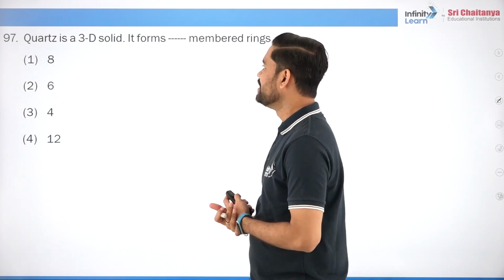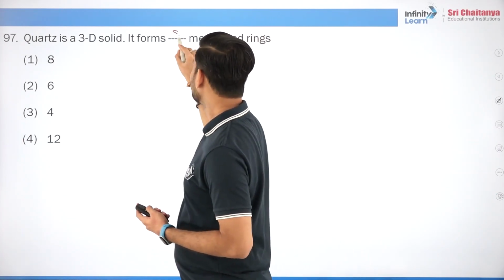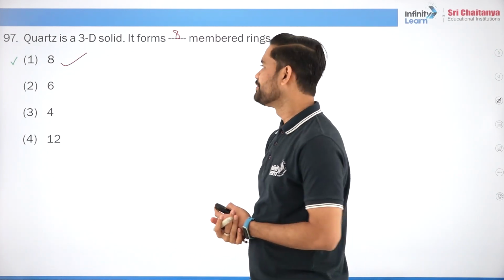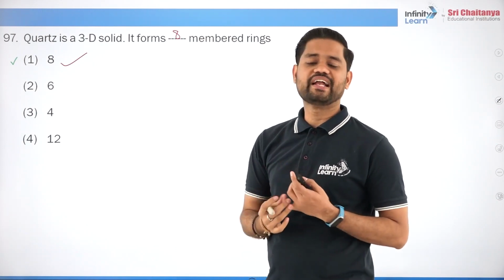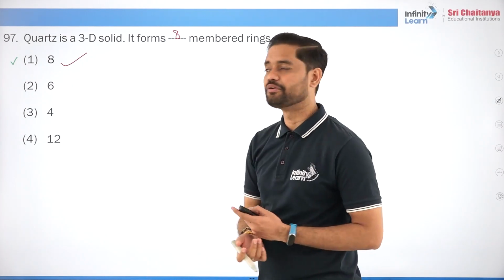Talking about 97, quartz is a 3D solid. It forms an 8-member ring. Again a knowledge based question. 97 is option number 1. So please remember all these things. These are theory. Inorganic chemistry is more of a theory, and the statement directly comes from NCERT. So you should be knowing NCERT in and out.